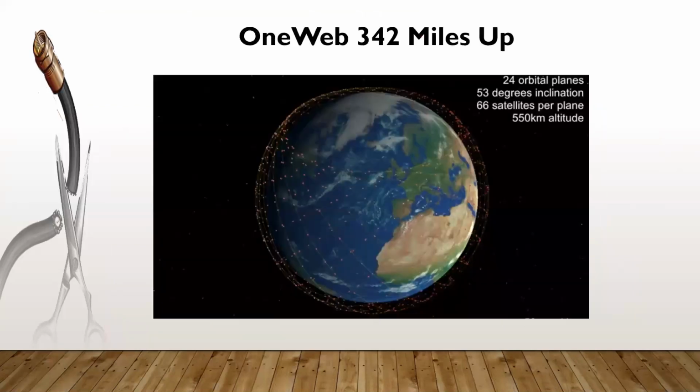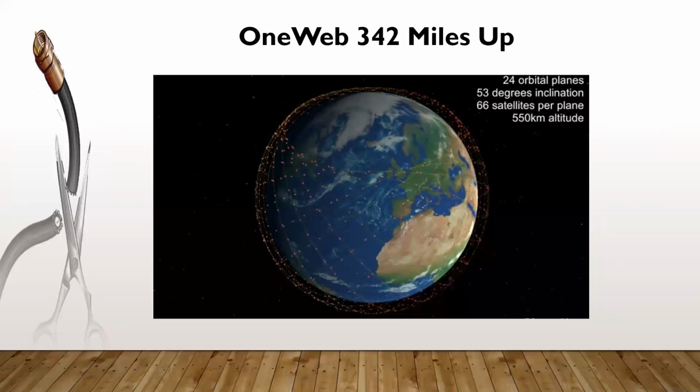Now, here's a rendition of what this is going to look like. You're going to have all of these different orbital planes and little satellites going around the Earth. Now, this was just the OneWeb, which at 342 miles up. Then you're going to have another group from SpaceX that's going to be in a different plane at a different level in all of those. There's going to be thousands and thousands of little satellites up in space.